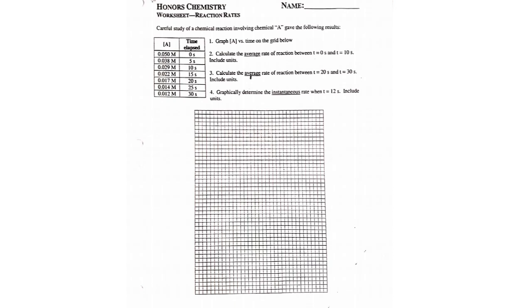Okay, I wanted to give you a little help on this first worksheet as we get underway with kinetics. And this is the reaction rates. All right, so what we're going to do is first off graph our concentration and time. So you can see number one says to graph the concentration of A versus time on the grid below.